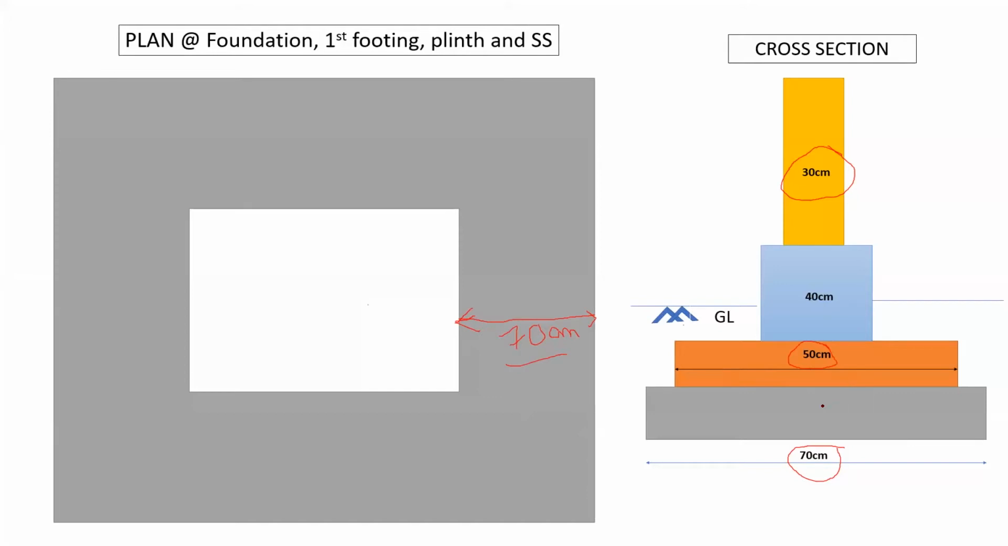So for the first footing, this is how it will look. So this is the first footing. You can imagine. This is the plan at which level? The first thing is the plan at foundation level. This is completed. And the second one is the plan at first footing. So when we take the first footing level here, we can see the width here.